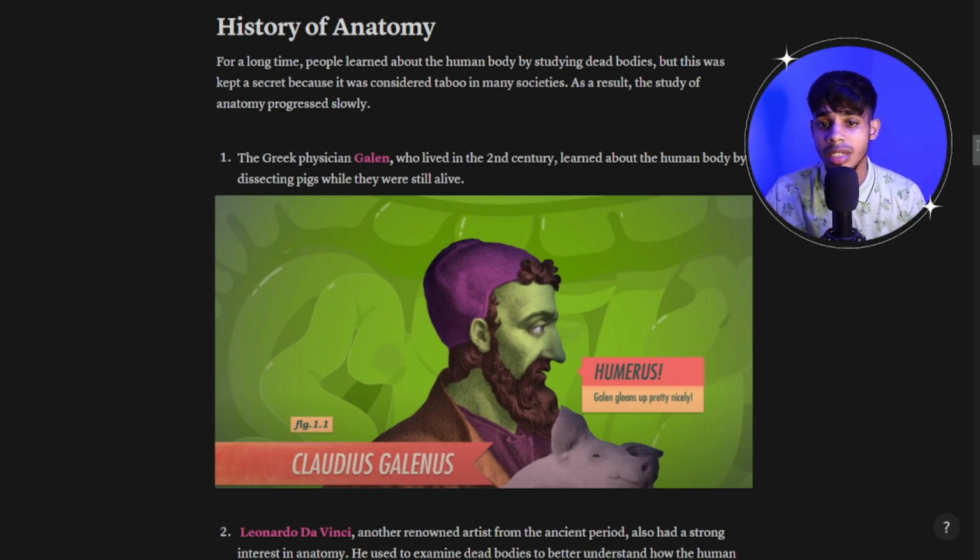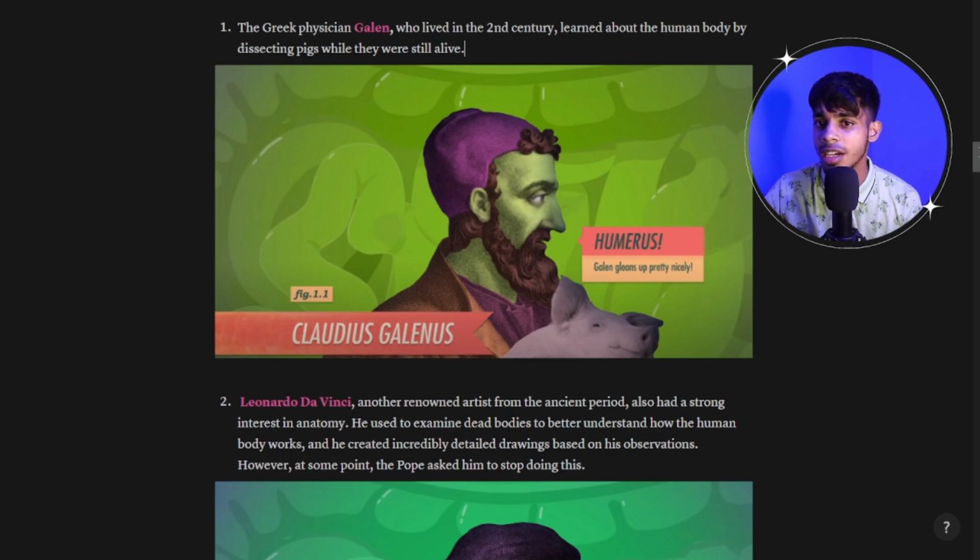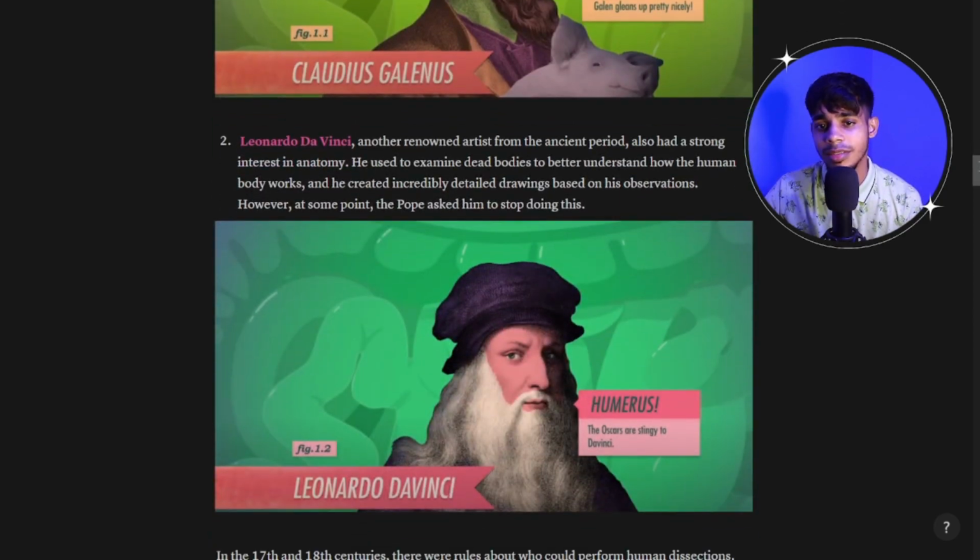Now the first Greek physician, Galen, who lived in the 2nd century, learned about the human body while dissecting pigs when they were alive, right? So this individual that you see on the screen, his name is Claudius Galenus. He dissected pigs while they were alive and made a lot of findings, and after that there was another person called Leonardo da Vinci. Maybe you would have heard this name. He was an artist from the ancient period, right?